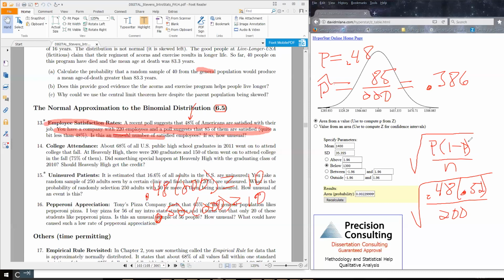0.48 times 0.52 divided by 200. Then I'll take the square root. I'm getting 0.0353.